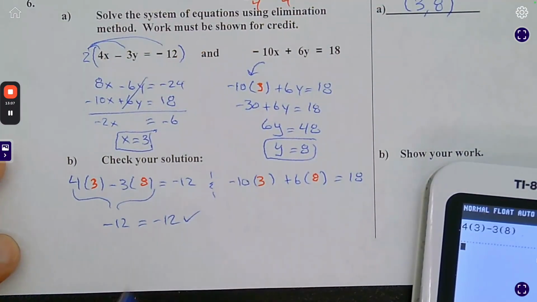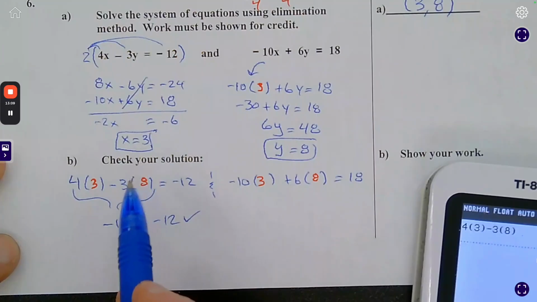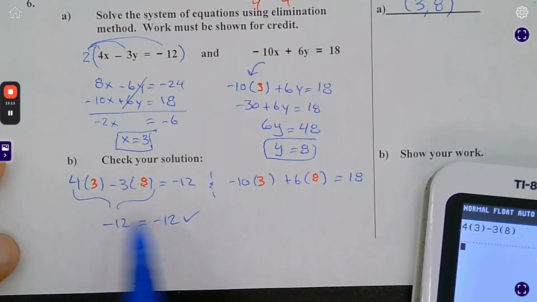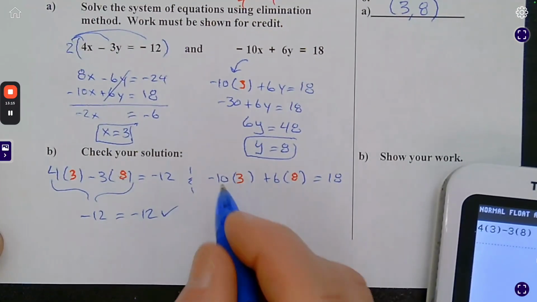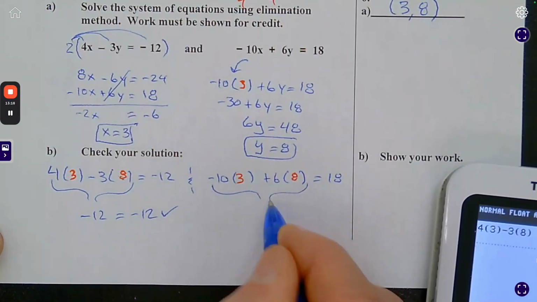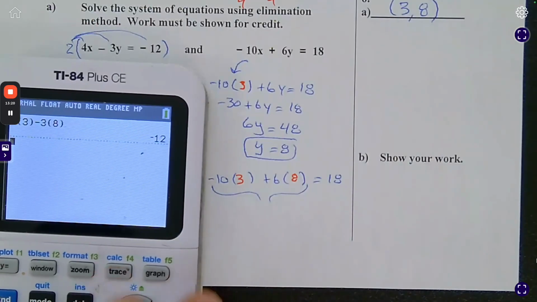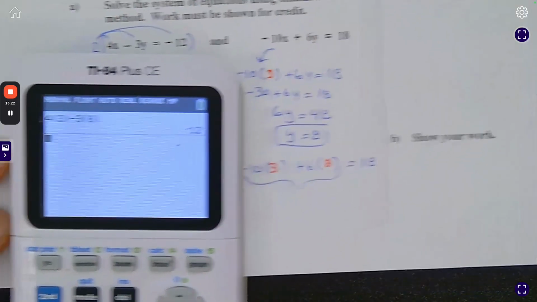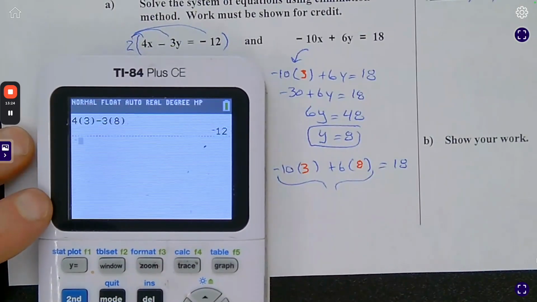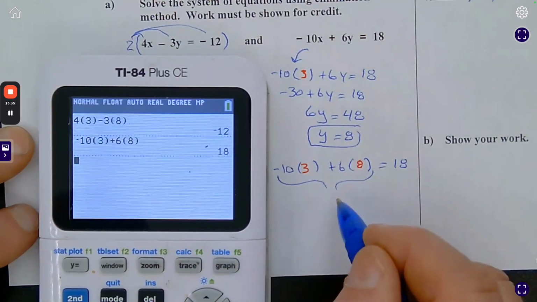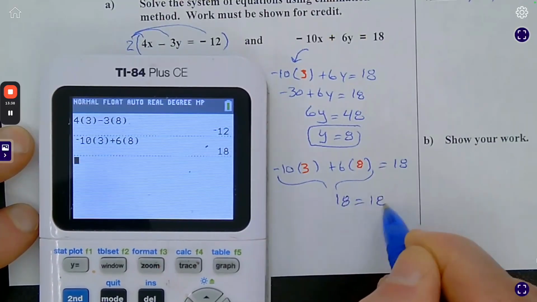That's true. That's all I have to get full credit on the check. Is you got to show me how you substitute in, then you got to show me that final statement. We're going to do it again. We go here. Let's substitute this in. So -10 times that input value of x, 3, plus 6 times the output value y. Notice how that equals 18. So 18 equals 18 is true.